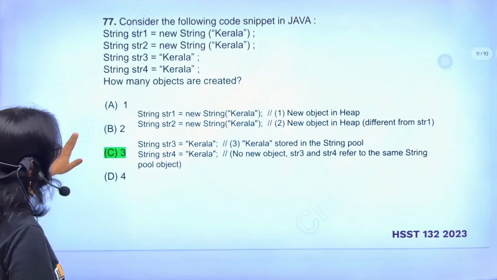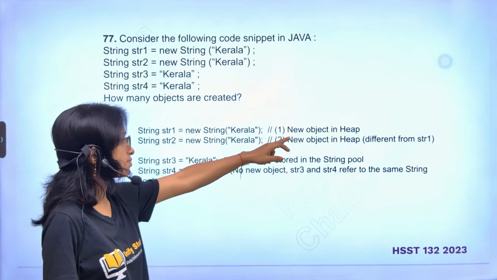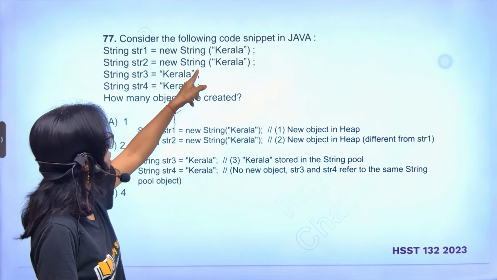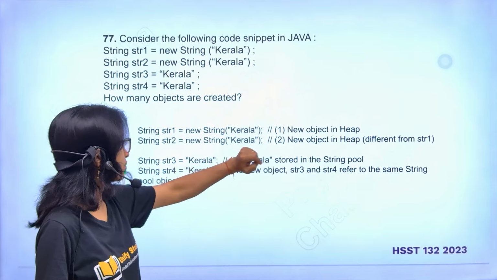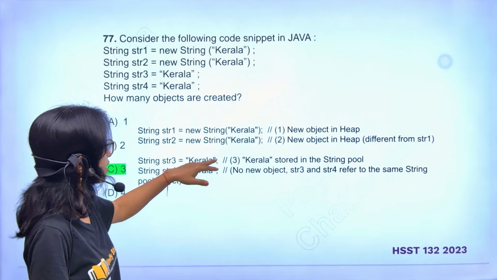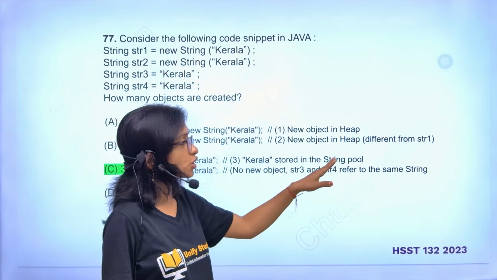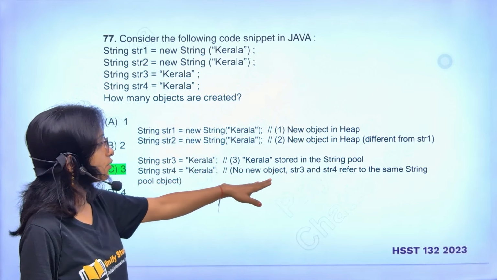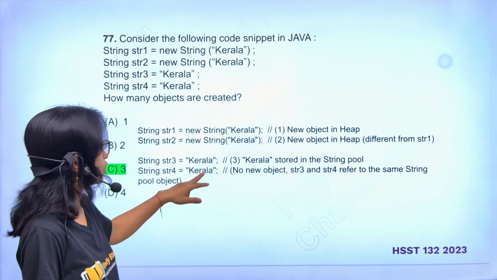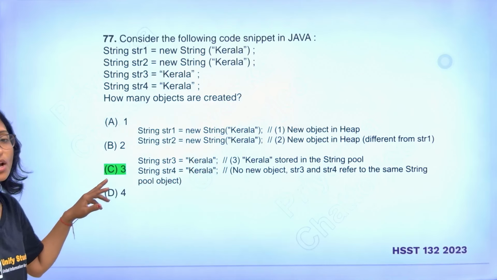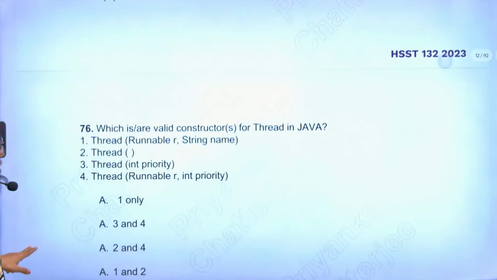There 3 objects will be created, because when you do string 1 new string, that will create a new object in heap. Again string 2 with new string will also be treated as a new object. That's why another new object will be created here. Now string 3, Kerala, is stored in the string pool, so it will also create one. Finally for the fourth one, it will not create any new object because this one and this one will be treated as the same. So a total of 3 objects will be created here. Answer is option C, 3 objects.